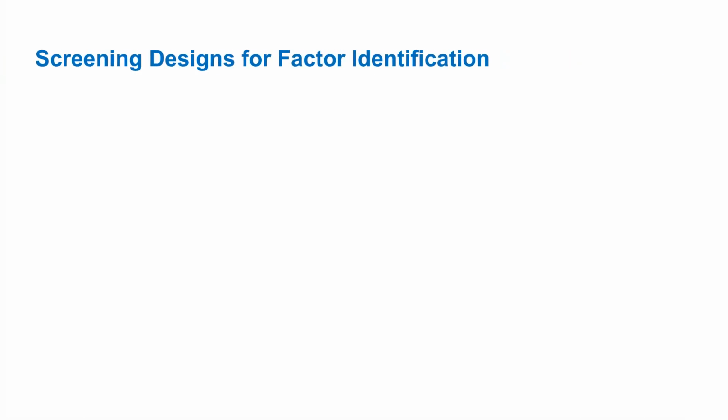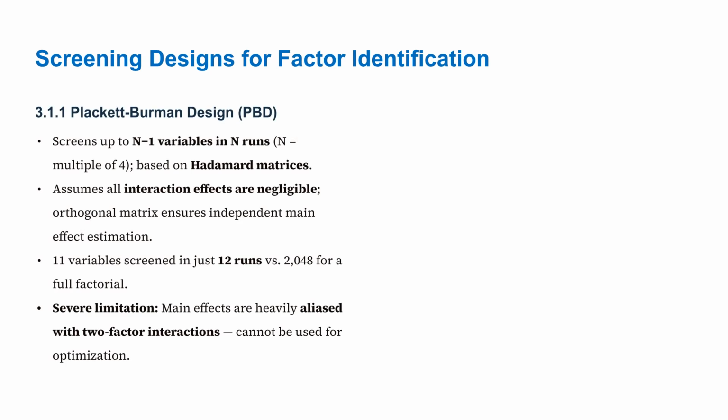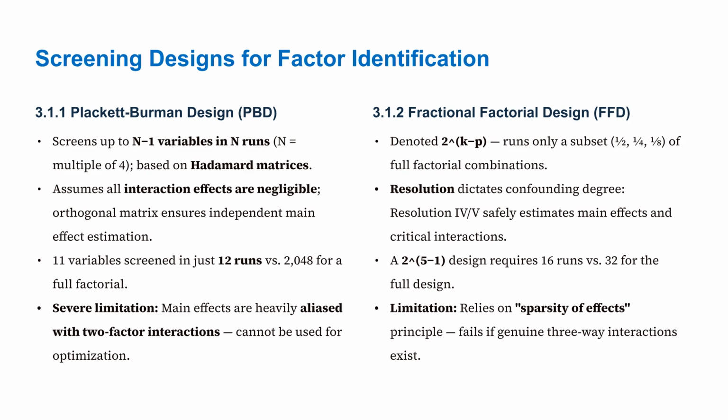Screening designs for factor identification include Plackett-Burman design and fractional factorial design. PBD screens many variables in few runs, but effects are highly aliased and cannot be used for optimization. FFD uses a subset of full factorial runs, and its resolution dictates the degree of confounding, making it more robust for identifying key factors.